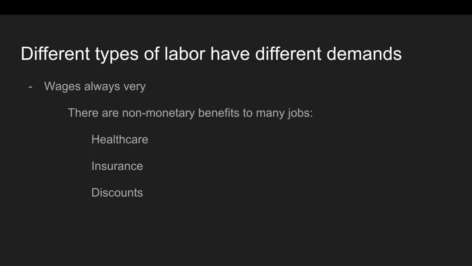Different types of work have different demands, meaning some jobs pay more than others. There is a greater scarcity for jobs that are higher paying, making more demand for those jobs, while the supply of labor goes down.